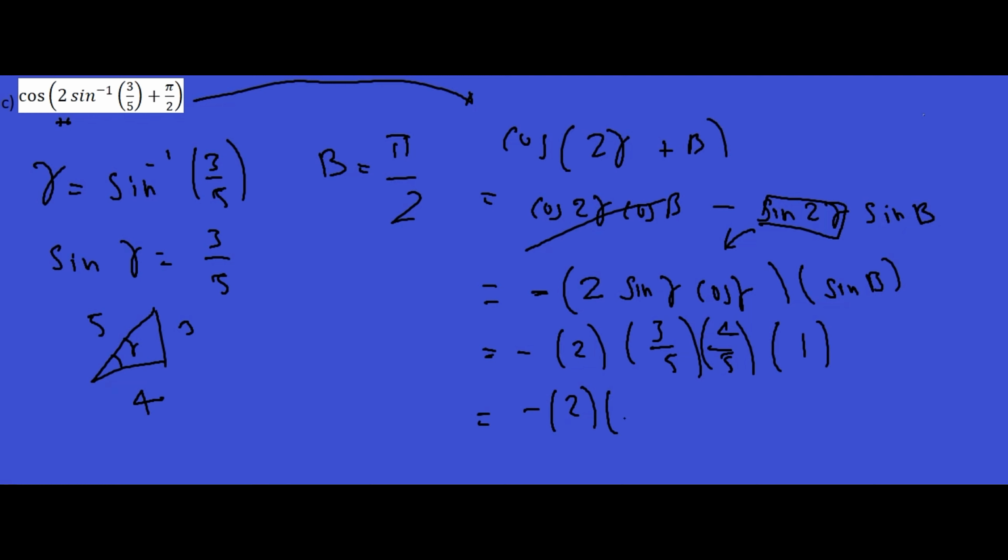So 3 multiplied by 4 is 12, over 25. So 2 multiplied by 12 is 24 over 25, with the negative sign. So this is the final answer.